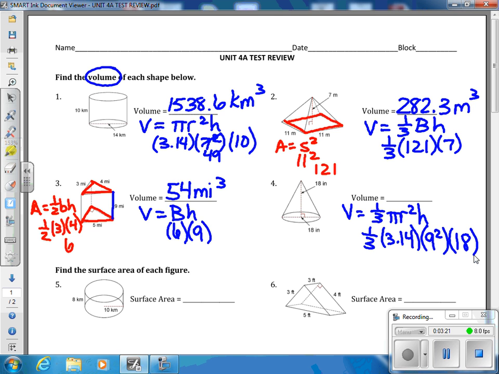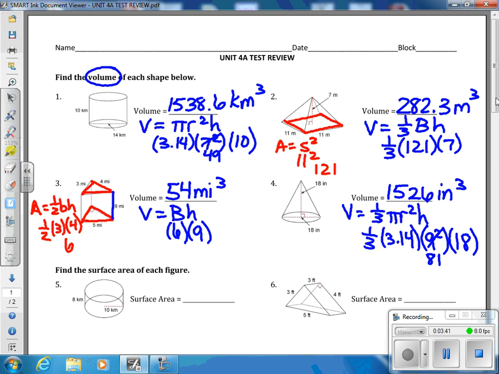Remember, you always want to do exponents first, so 9 squared is really going to turn into the number 81. So now type that in the calculator using the way you calculate it, and you should come out with a number that rounds to 1,526 inches cubed. Right, so know how to calculate volume of all the shapes that we've done so far.